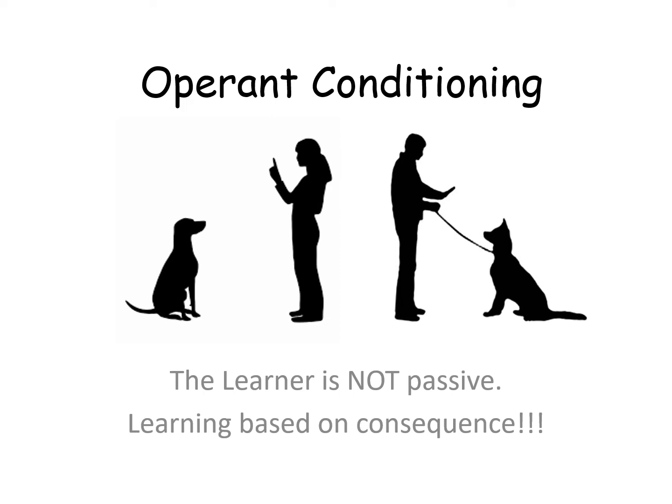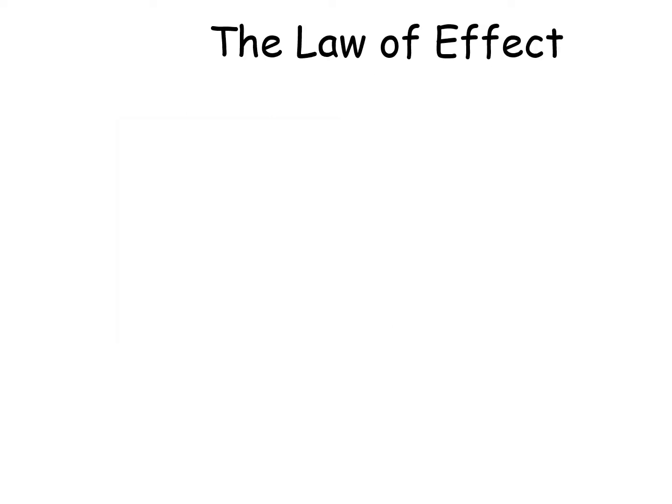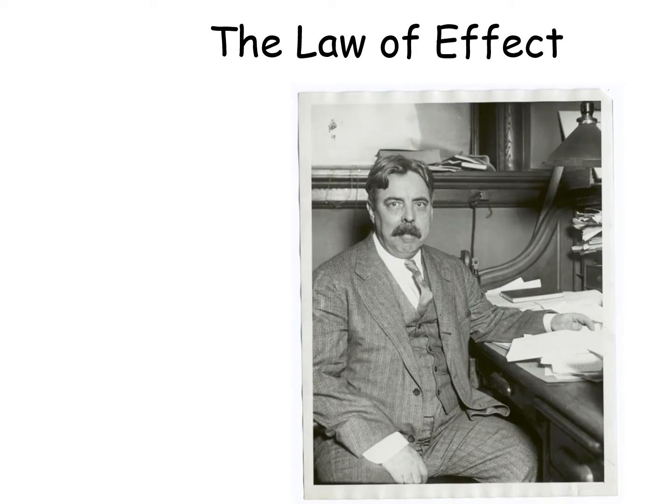And we are actually going to start a little bit before the idea of operant conditioning. So we are going to start with what is known as the law of effect. And the law of effect comes from a psychologist by the name of Edward Thorndike.